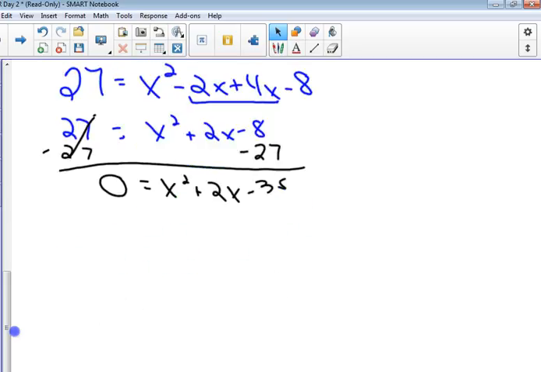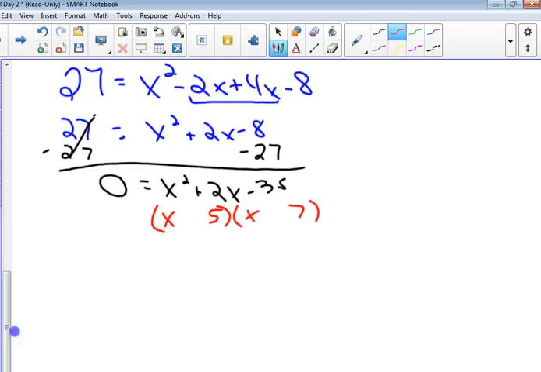What would you use to factor? 5 and 7. Nice. Good job. So x and x, 5 and 7. Which one needs the plus? 7. Okay. Alright, last step, set these equal to 0. So we get x equals 5, x equals negative 7.